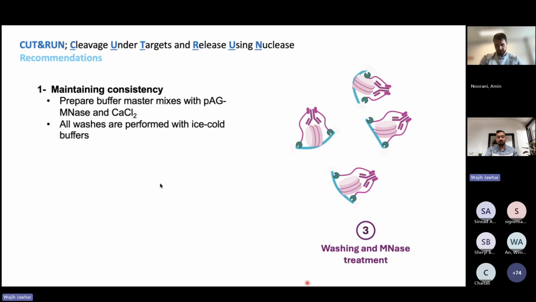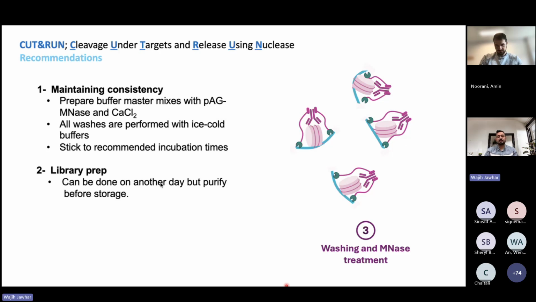Again, all the washes here are performed with ice-cold buffers. You want your reaction at these steps to be low and slow, at low temperatures for a longer period of time, and this also prevents MNase diffusion on DNA, which would otherwise contribute to signal coming from background. And of course, again, stick to the recommended incubation times. Standard protocols work for most marks or for most targets, and you can optimize in case something doesn't work as well for your specific target.